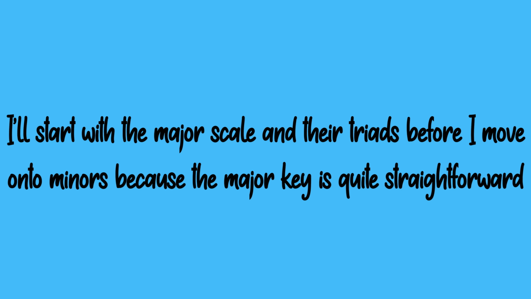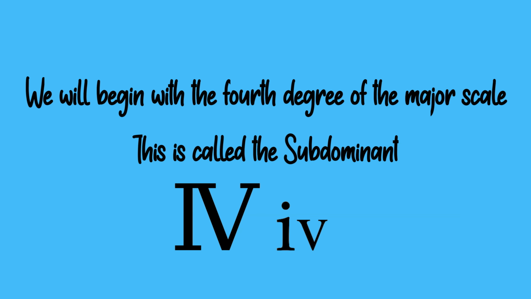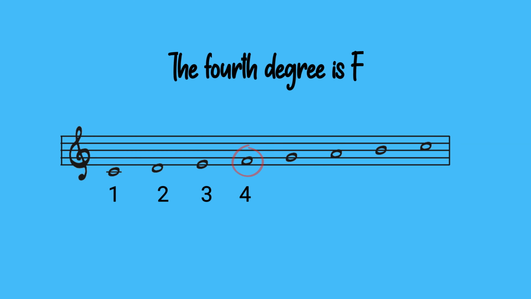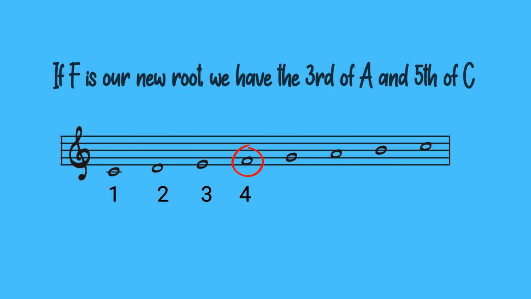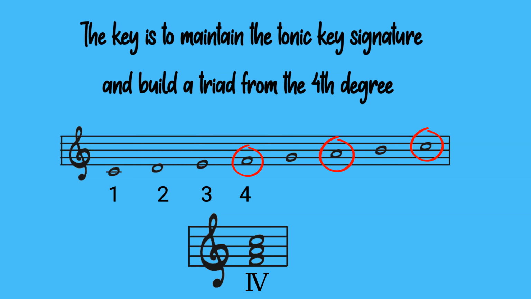I'll start with the major scale and their triads before I move on to minors because the major key is quite straightforward. We will begin with the fourth degree of the major scale. This is called the subdominant. My example will be in C major. The fourth degree is F. We then use the C major scale and build a triad starting on F, which is the fourth degree. If F is our new root, we have the third of an A and fifth of C. This is a major F chord, and it is the subdominant. The key is to maintain the tonic key signature and build a triad from the fourth degree.